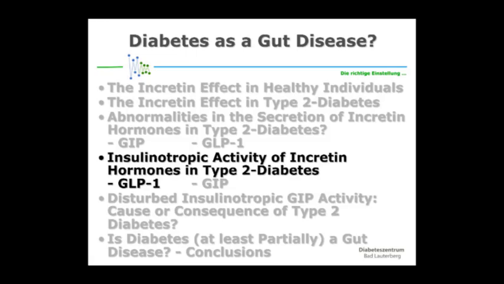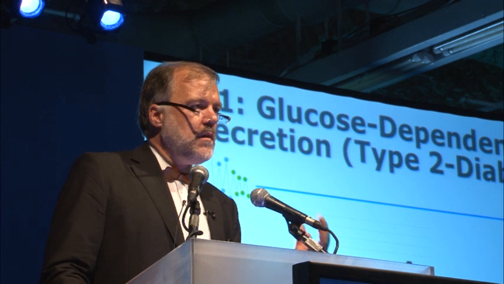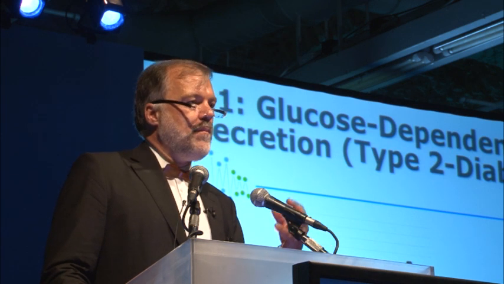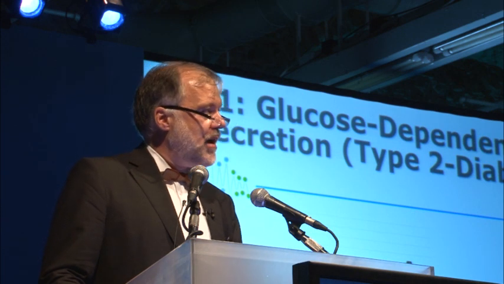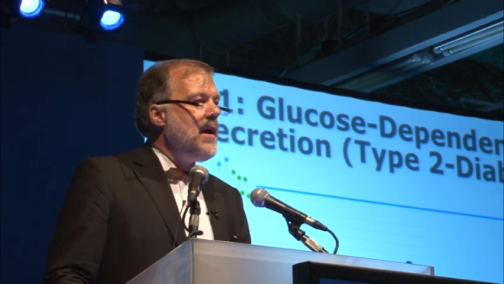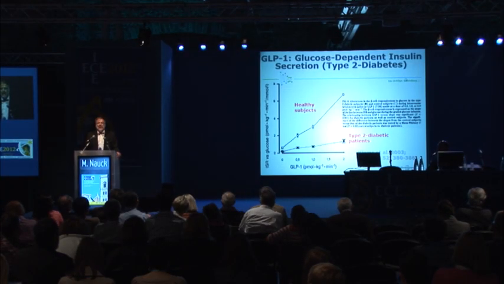So let's turn to GLP-1 first. And the question that I'm asking right now is, how does the beta cell respond to GLP-1 when you compare healthy subjects who respond normally to type 2 diabetic patients who may have an impaired response? And the answer is yes, there is an impaired response.